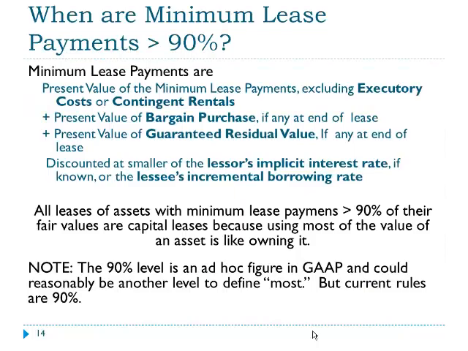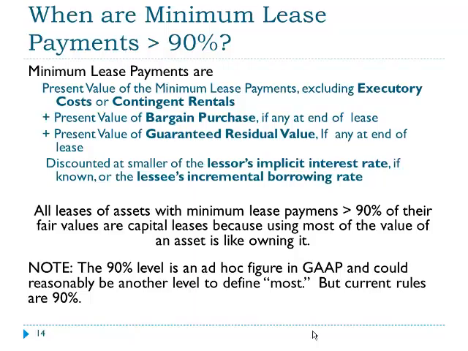Let's look a little more deeply at the criteria about minimum lease payments. Minimum lease payments are the cash outflows that the lessee is obligated to pay. They're going to include the present value of the minimum lease payments excluding executory costs or contingent rentals. Remember we said that payments for maintenance or landscaping or insurance are just operating costs, so we want to make sure that they are not included when we measure minimum lease payments.